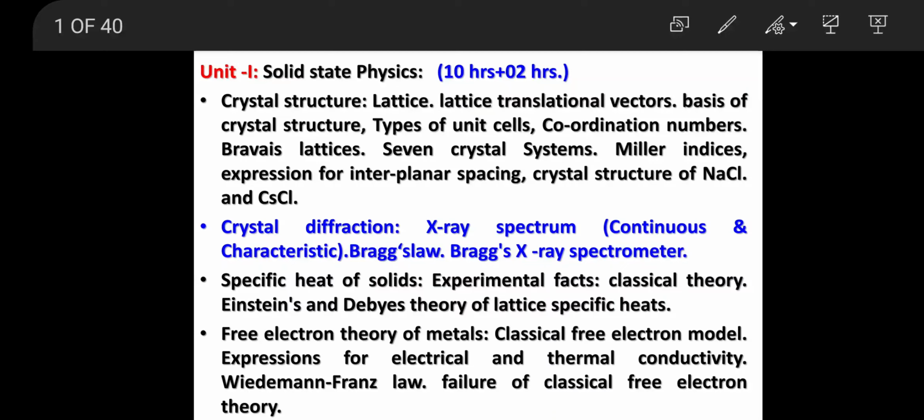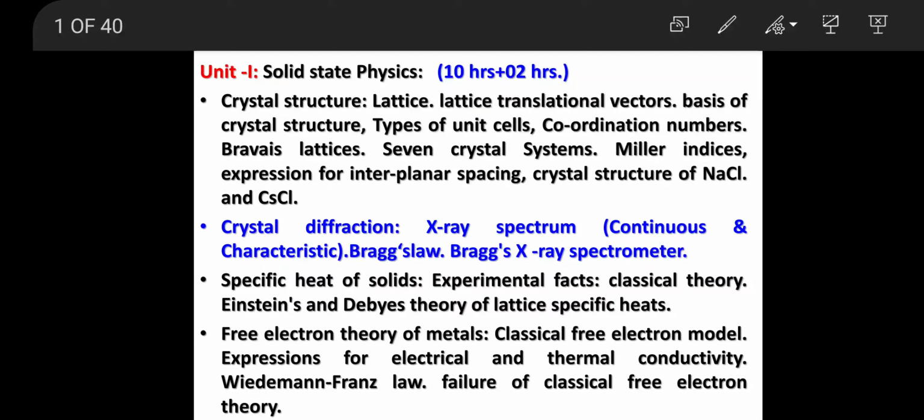Of course, you have studied this at PU level also, and for a chemistry student, probably in the third semester, they have come across solid state chemistry also. And there are four chapters.